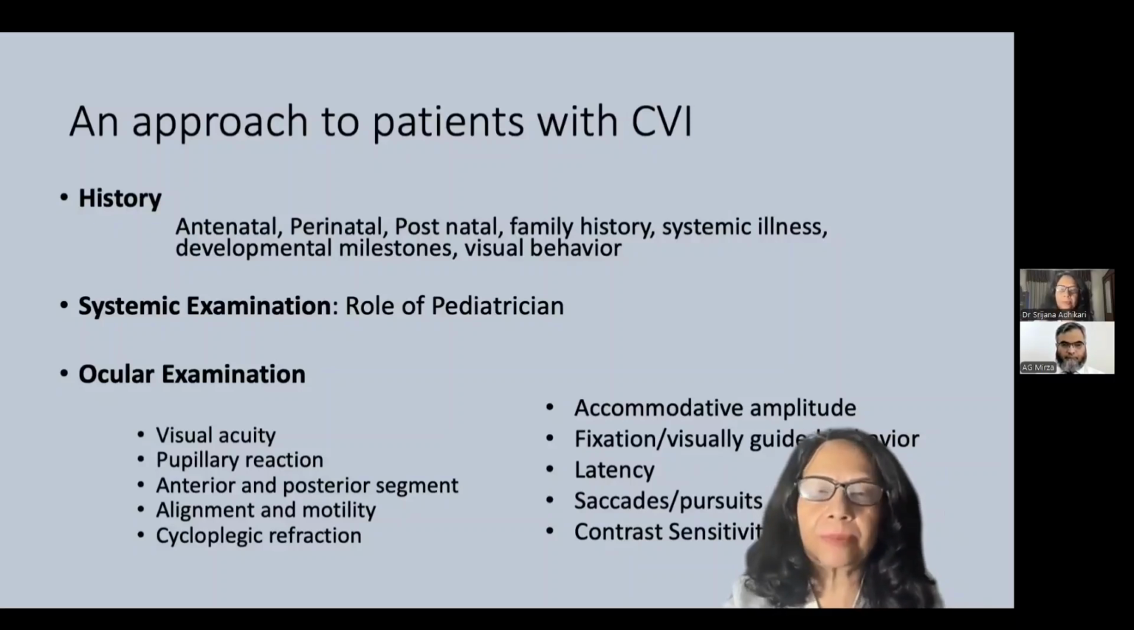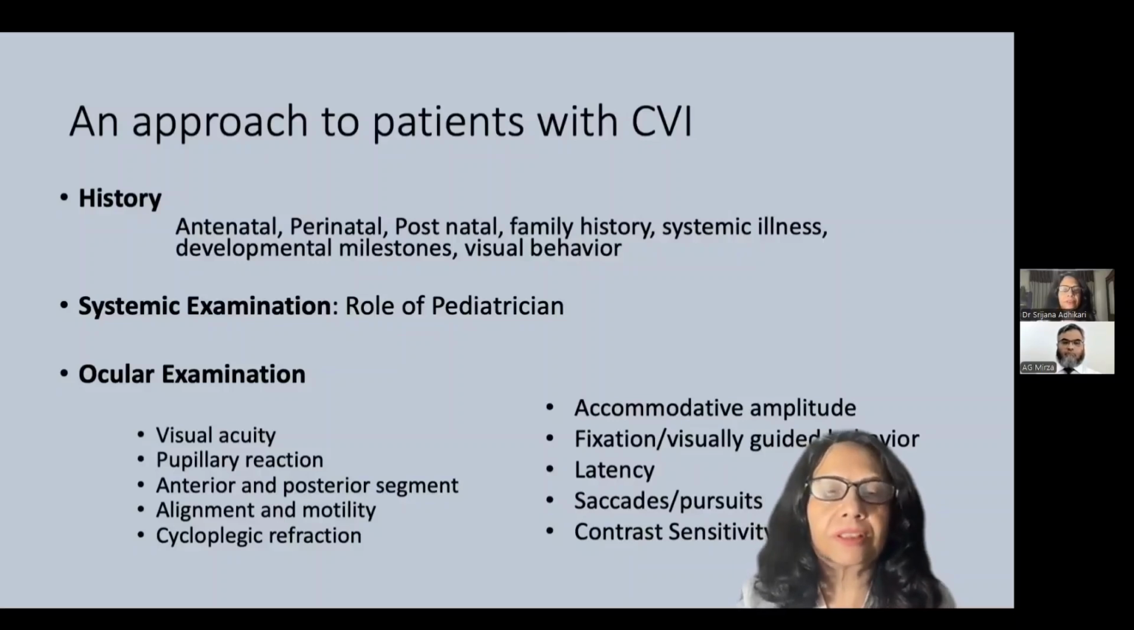The ocular examination that we carry out includes visual acuity, pupillary reactions, anterior and posterior segment examinations, alignment and motility tests, and refraction. Of course, cycloplegic refraction should be done. Other functions in the ocular examination are accommodative amplitudes, which may be decreased in children with cortical visual impairment, fixation preference or visually guided behaviors, visual latency, saccades, pursuits, and contrast sensitivity.